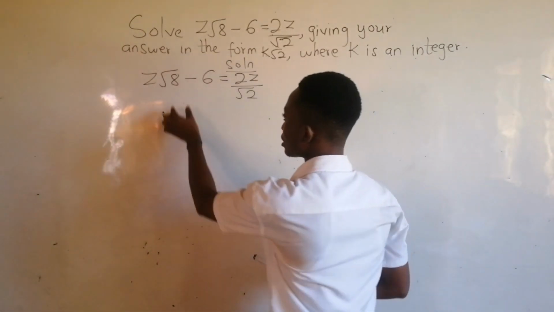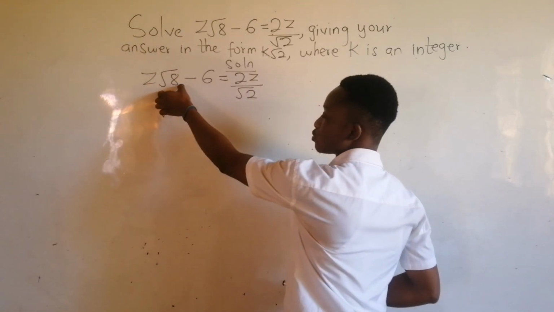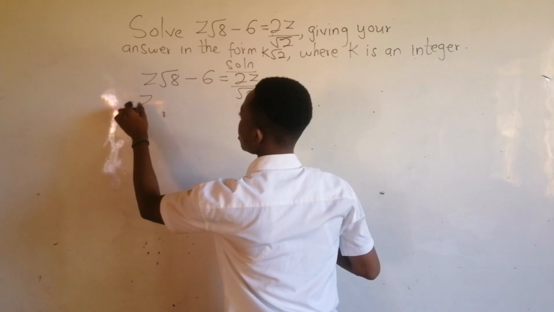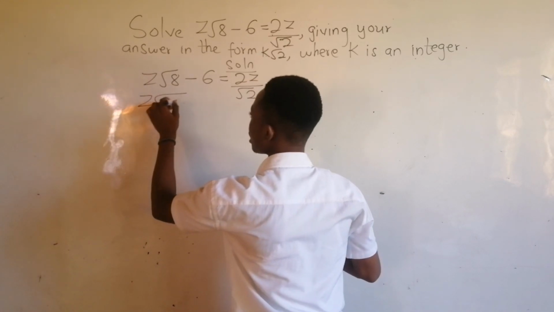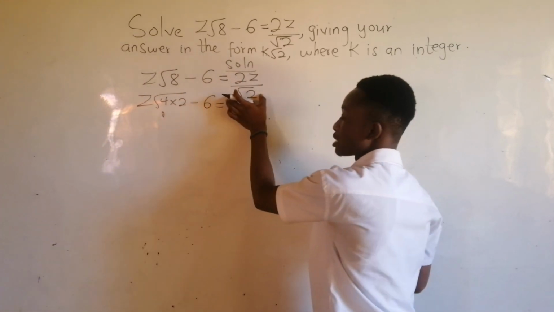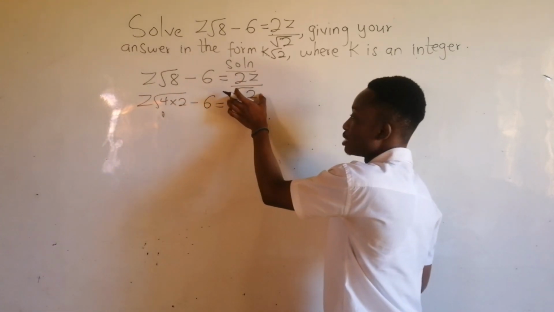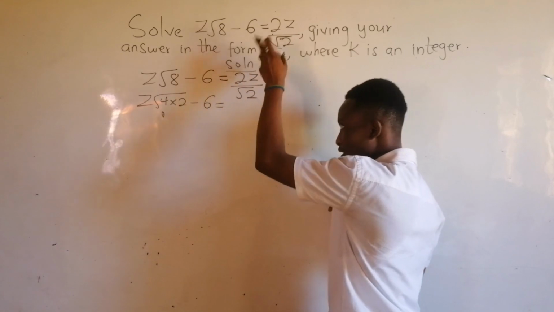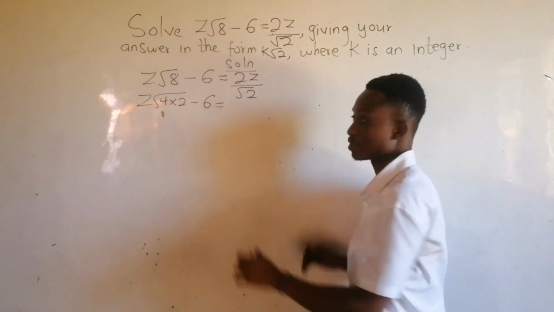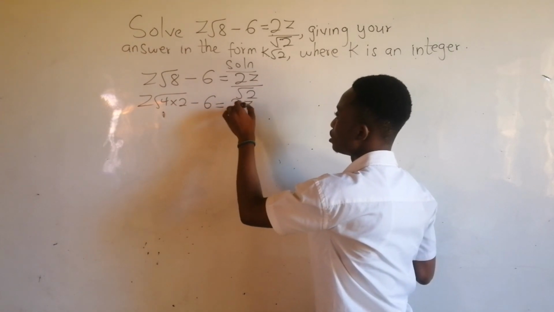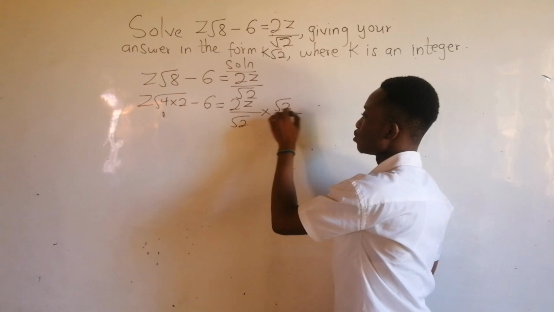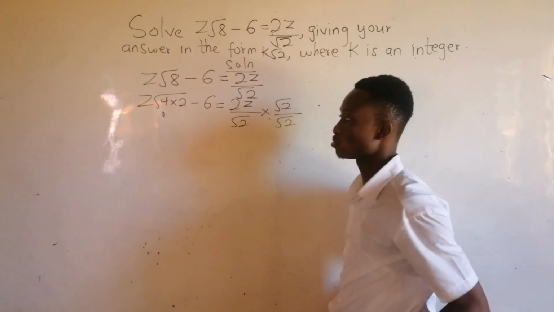Now, we can simplify this. We find the product of two numbers that will give us 8, one being a perfect square. So that's z root 4 times 2 minus 6 equals, here, rationalization of z. When the denominator is a surd, you multiply the fraction by the surd, expressed as a fraction. So 2z over root 2 will be multiplied by another root 2 all over another root 2.